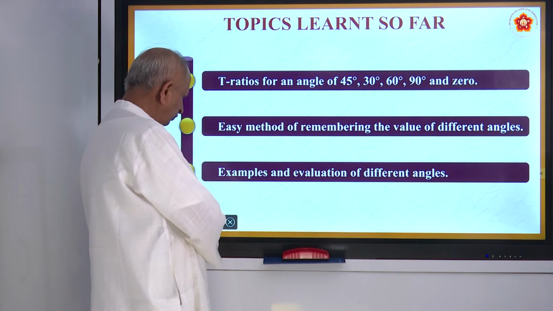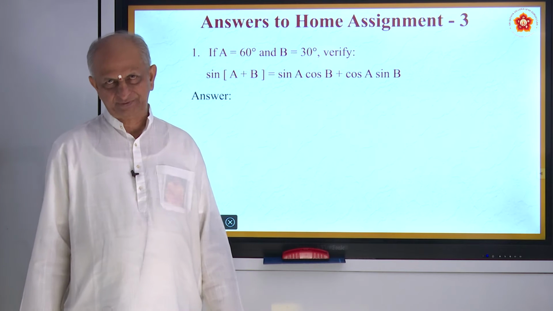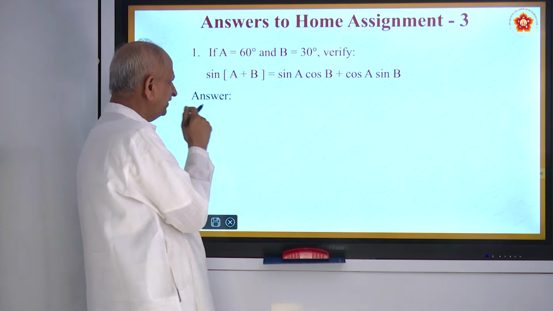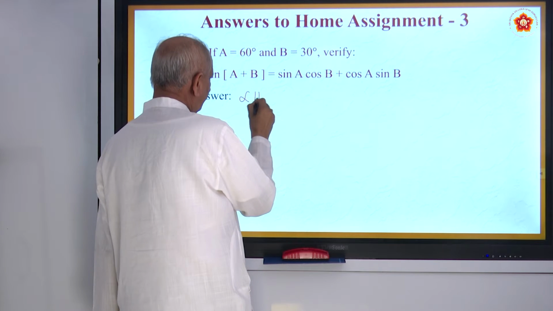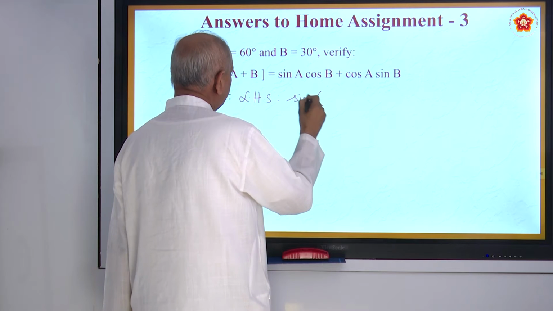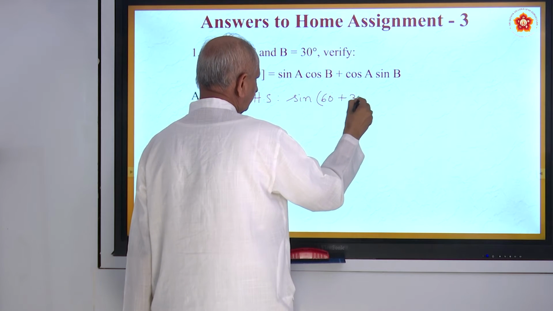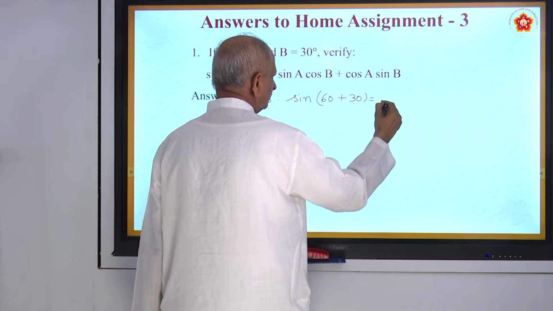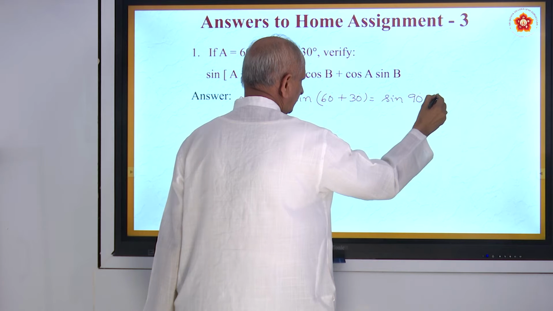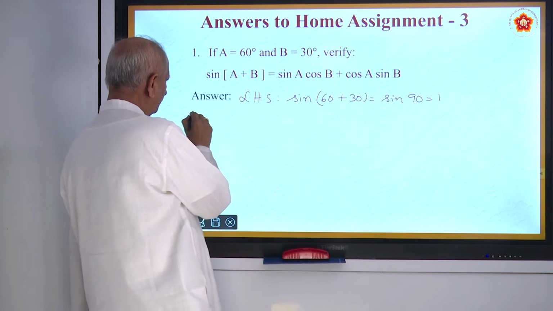Now, shall we move on to home assignment? Yes. Here you are given with A as 60, B as 30. So, left hand side will be sine of A plus B, 60 plus 30, so sine of 90. What is sine 90? Is 1. Now, let us check up right hand side.